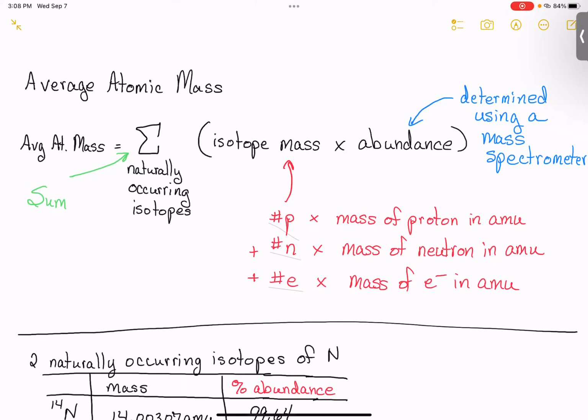Now, folks, you're not going to be able to calculate the isotope mass. We could come close, but we're not going to get it exactly correct. And you're not going to know the abundances unless you have an eidetic memory and have looked at a table of naturally occurring isotopes. So all of that data, the isotope mass and the abundances for each isotope, will have to be given to you.